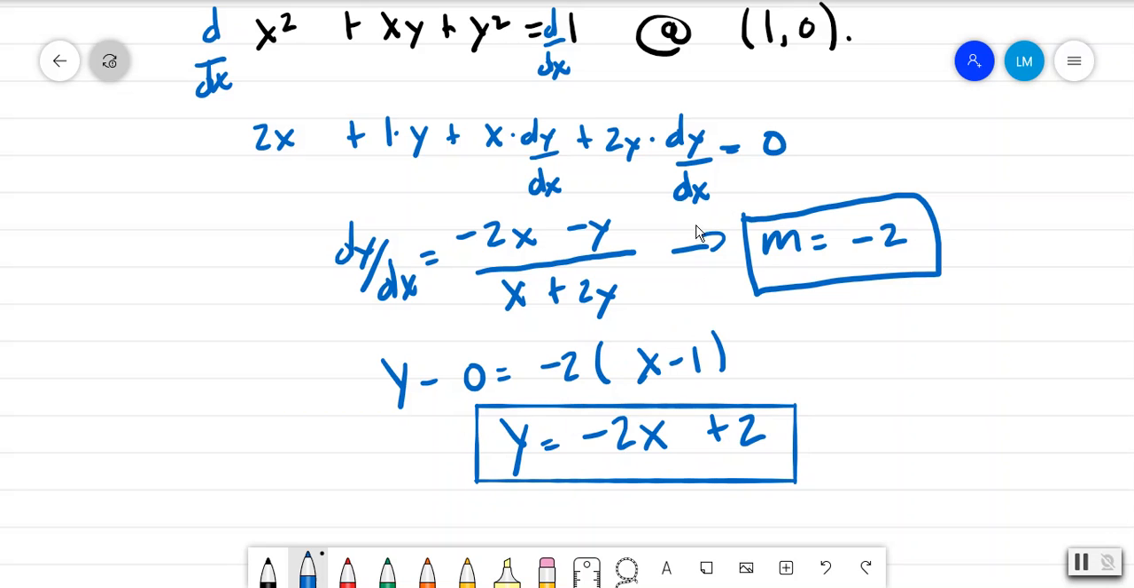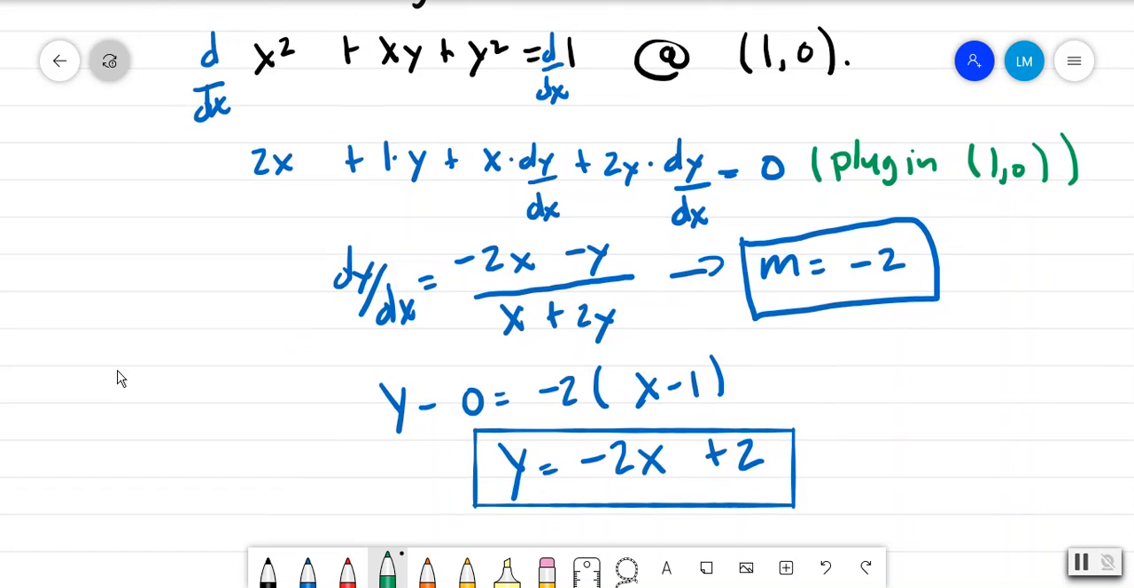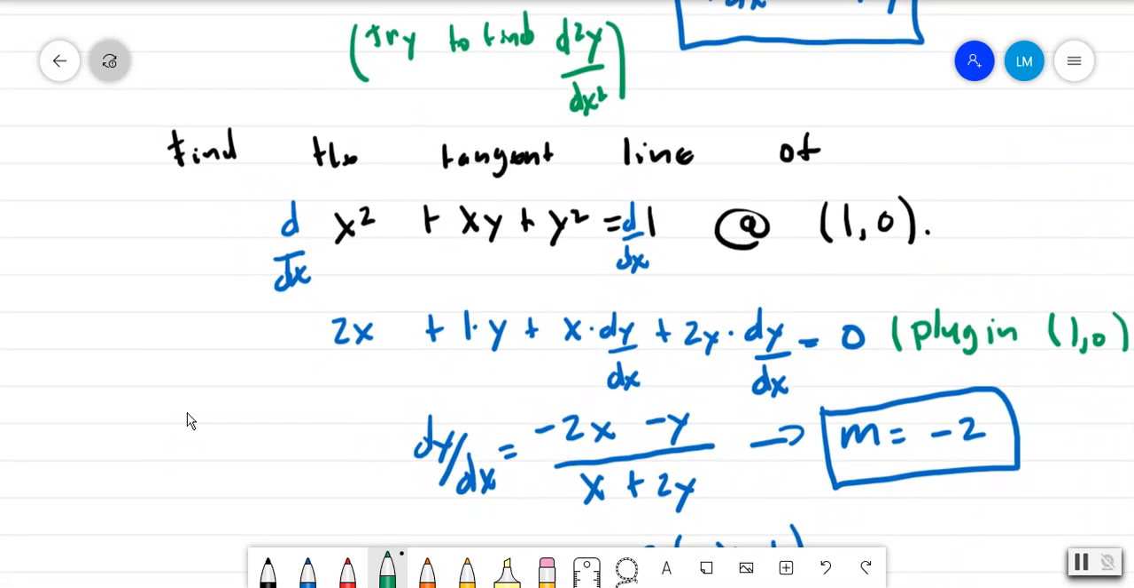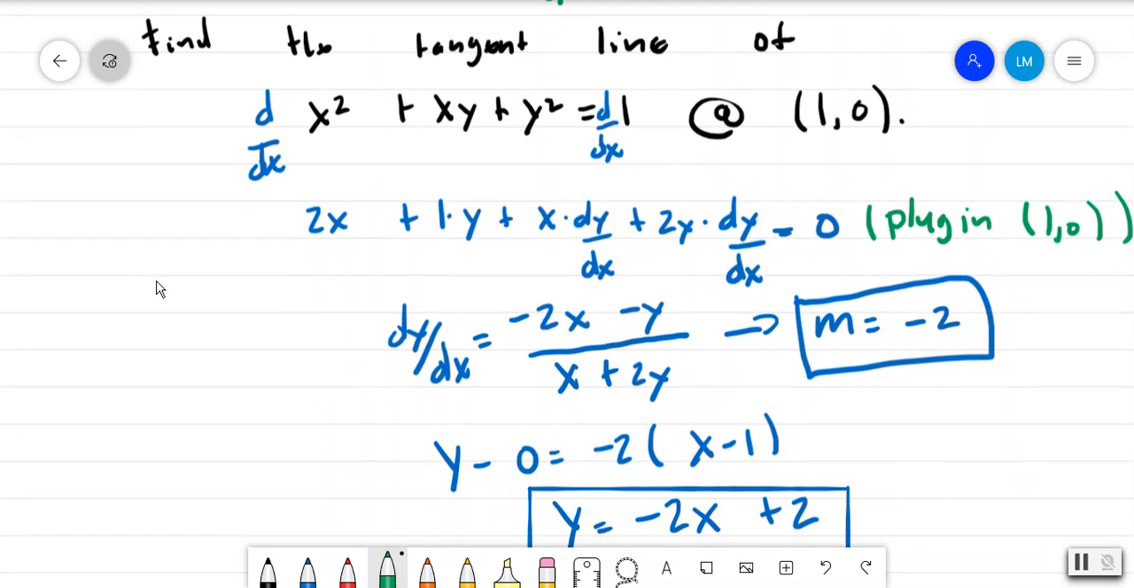Now notice that you could have simply just plugged in 1 and 0. Why? Because at that point it's just algebra to figure out what dy/dx is, because I didn't technically need it. So if you would have plugged in 1, 0, you would have still ended up with negative 2. Okay, so implicit differentiation is not really that bad. It just requires that you use a little bit of algebra in this case.